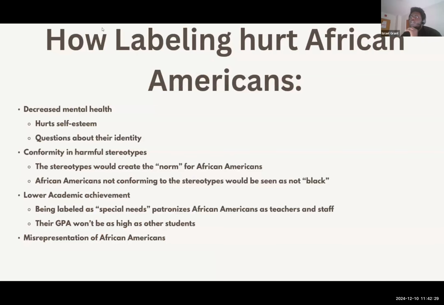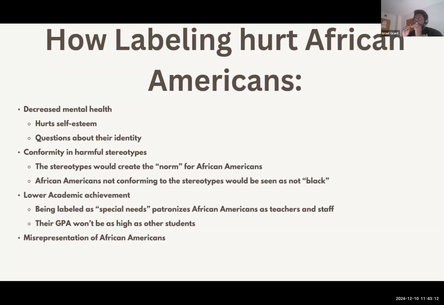So how does it hurt African Americans individually? Well, one, it decreases their mental health and hurts their self-esteem. They start to question their identity. They will start conforming to harmful stereotypes, and the stereotypes will create the norm for African Americans. And because of this, if an African American is not conforming to the stereotypes, they will be seen as not black, which is kind of like a self-hating thing in the African American community.